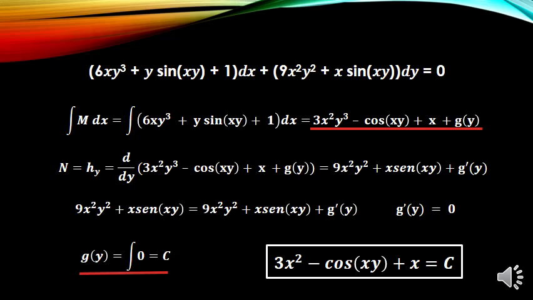Then a part of our result is eliminated in the equation and the derivative of the function with respect to y has a value of 0. The derivative of g with respect to y is integrated, so we have a 0 and its integral is a constant. Finally, we included the constant in the equation and we obtained the answer 3x^2y^3 - cos(xy) + x = constant.